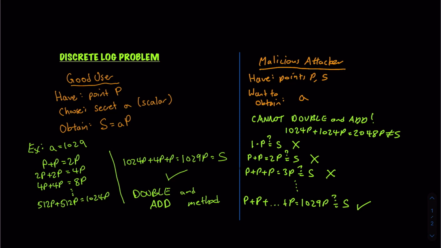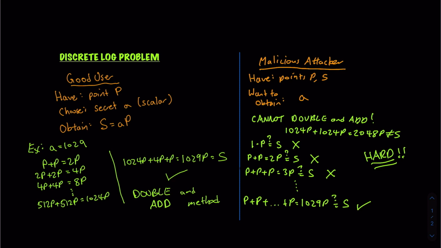So we have just seen the discrete log problem for elliptic curves. Given a point S equals A times P, it is quote-unquote easy to calculate S if we know A. But it is extremely hard for someone when you only give them P and S to find the secret value A. This is exactly the reason why we use elliptic curve groups in cryptography.